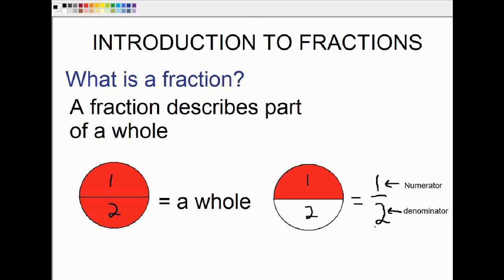So that's the number that goes in our denominator, how many pieces a whole is cut into. The numerator is how many pieces we have left, so what we're representing. And here we have one of those pieces that's red. So that's why our numerator in this case is 1.